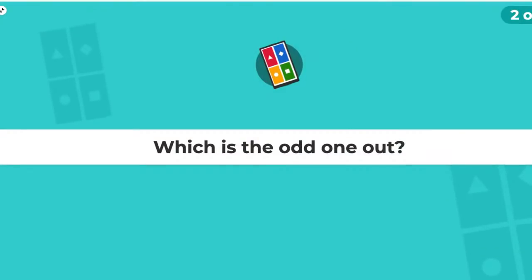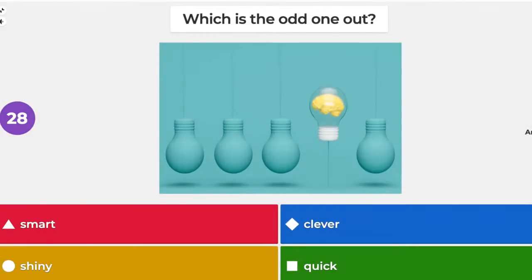Which is the odd one out? Smart, clever, shiny, or quick? So which one is different? Which is the odd one out? Smart, clever, shiny, or quick? Joseph, time up is difficult, right? That's why there's a time thing.